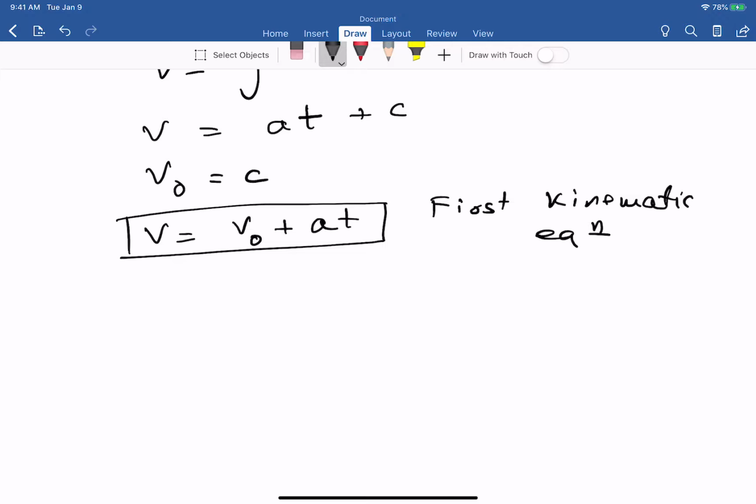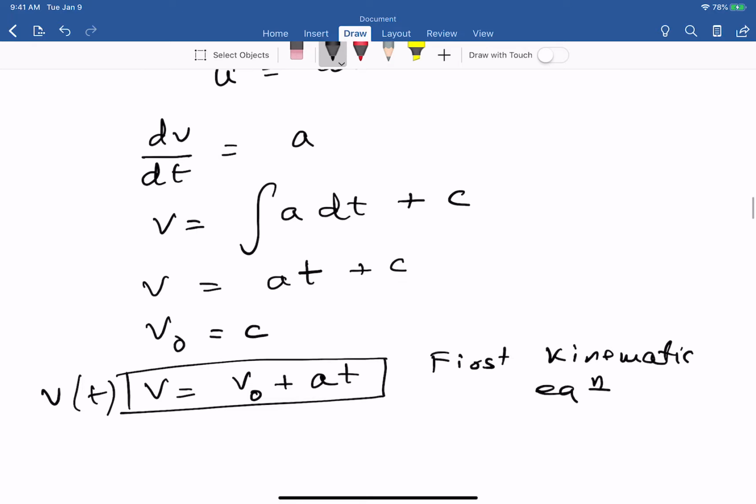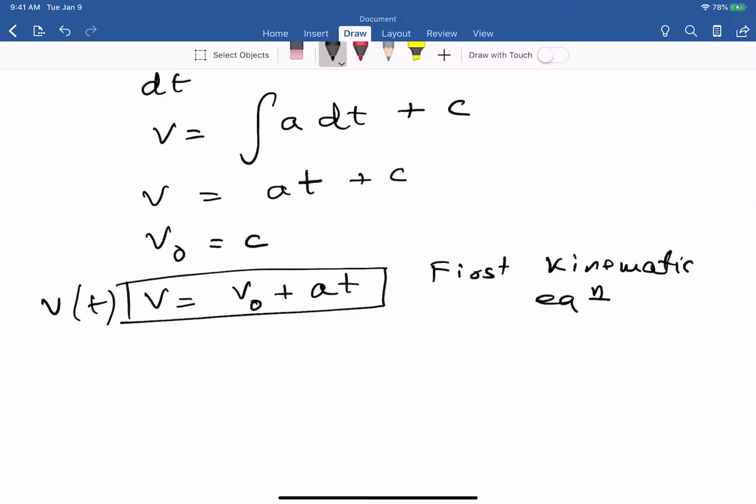All right, so this is our v as a function of time. It's just v initial plus the acceleration times t. So this is our equation, and this is the answer to the first part. Now, what about the second part?